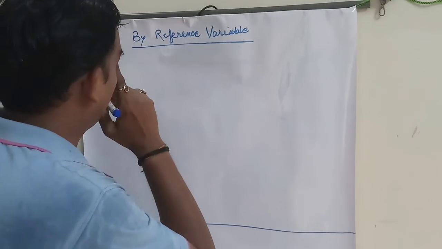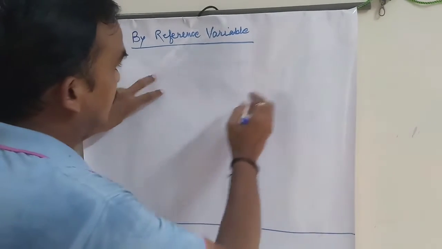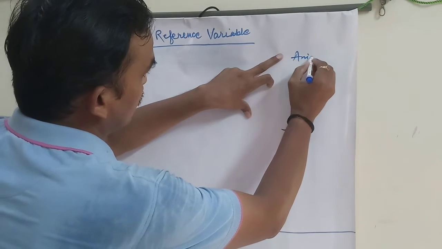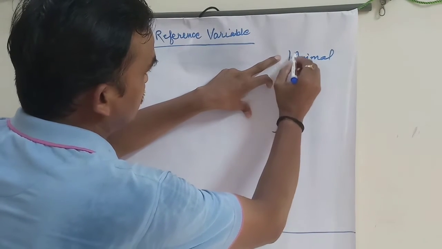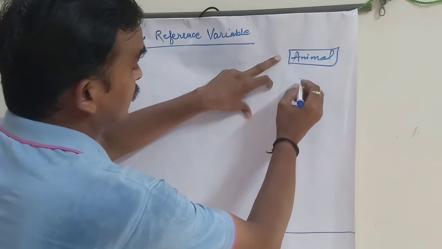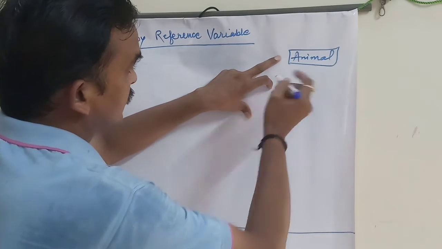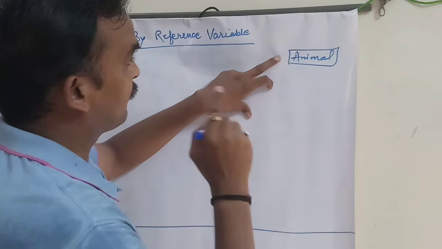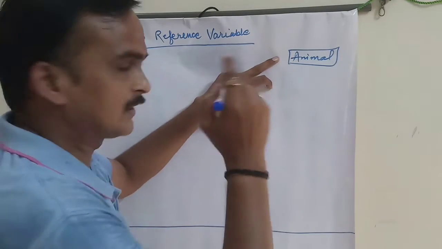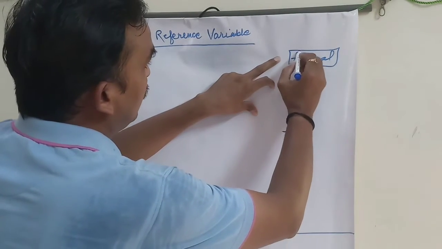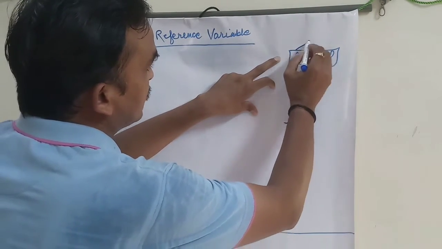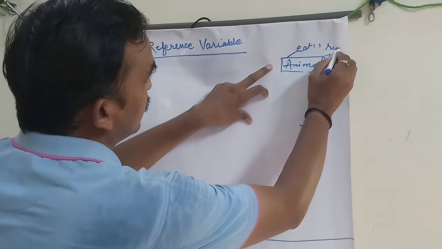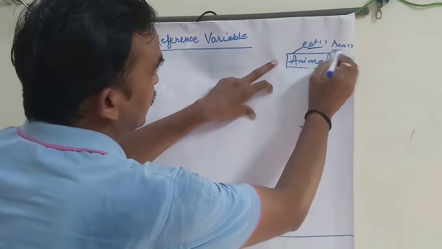Suppose we have one class, that is Animal. We have discussed all these things in the previous section. One condition is that every class must have its methods. So the Animal class has the methods eat and run.